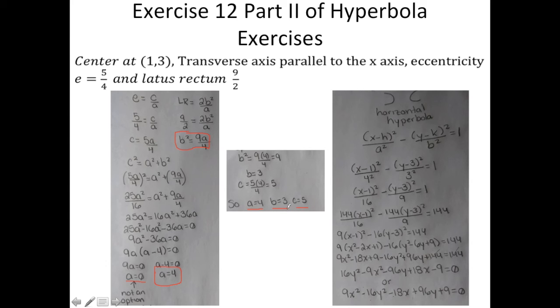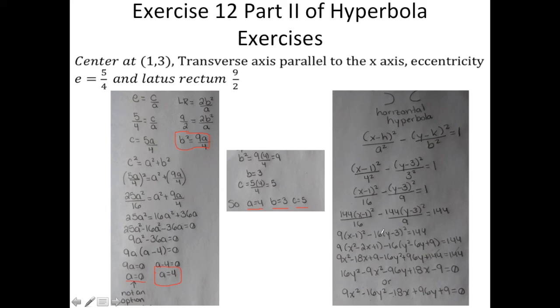Then I can just substitute these values into the equation that will allow me to have the general form of the horizontal hyperbola. So a is 4, so I would have 4 squared. B is 3, so I would have 3 squared. Then I need to multiply everything by the common denominator, which is 144. So 144 times this term, 144 times this term, and 1 times 144. 144 divided by 16 is 9. 144 divided by 9 is 16.